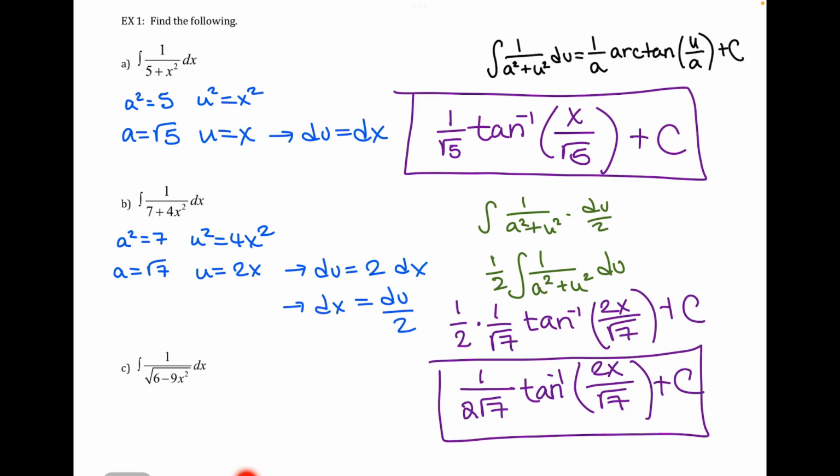So plugging that into my pattern, I'm going to keep the 1/2, the constant. Then we get 1 over a, so 1 over root 7, inverse tangent 2x over root 7. That was my u over a, plus c. I'll just write this as 1 over 2 root 7, inverse tangent 2x over root 7, plus c.